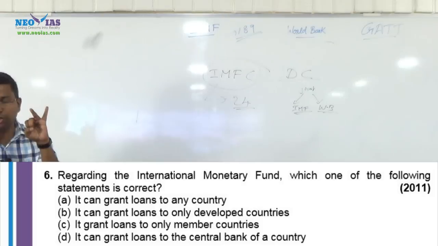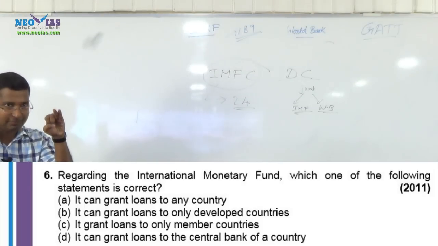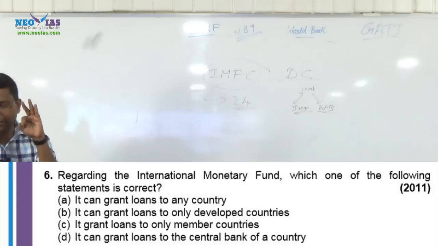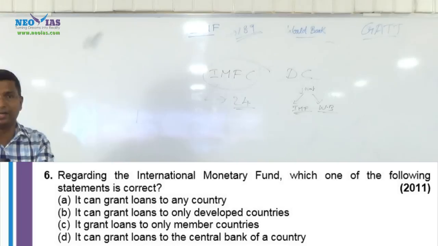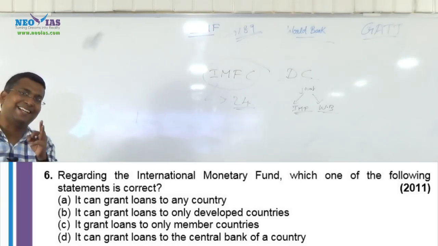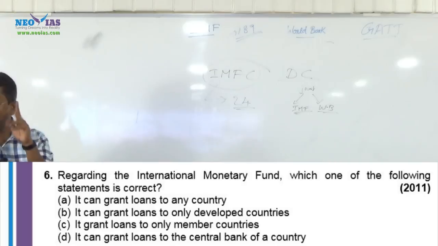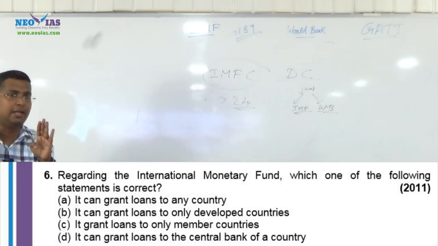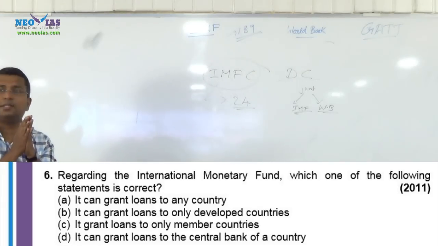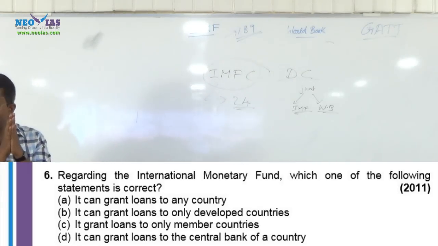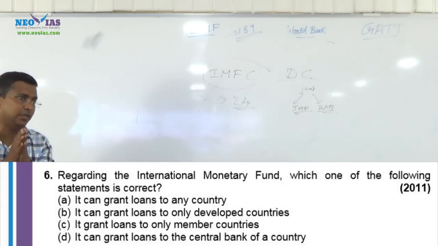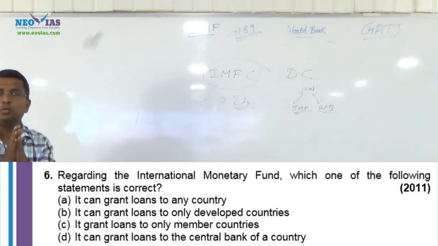It can grant loans to only developed countries. Then it can grant loans to only member countries, and it can grant loans to the central bank of a country. So if we follow the trick blindly, then you might go for D. Don't do it. That's why I'm telling you that this will not work out every time. But for core concepts, if you see this word, you can go with that. It's a very important piece of information: IMF provides loans only to member countries.